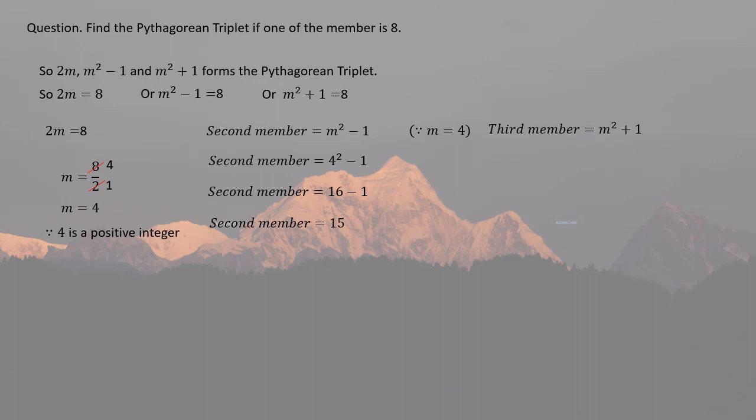The third member should be equal to m square plus 1, and m is 4. So replacing the value of m as 4, we get 4 square plus 1, and we know 4 square is 16, so we get 16 plus 1, and 16 plus 1 is 17. So 17 is the third member of the Pythagorean triplet.